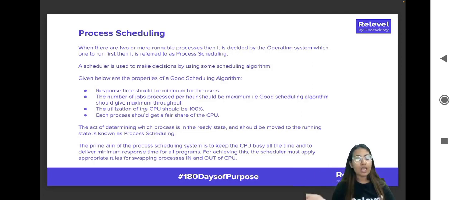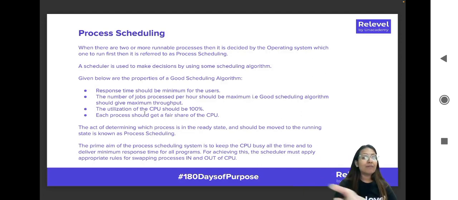Okay, the prime aim of process scheduling is to keep the CPU busy all the time. The reason why we have devised algorithms, and why this kind of systematic representation and deep discussion of process scheduling is required, is because you want to make sure that your CPU is utilized. Because if your CPU is not utilized and there are a lot of processes that aim to execute, you will have a lot of delay in responses.